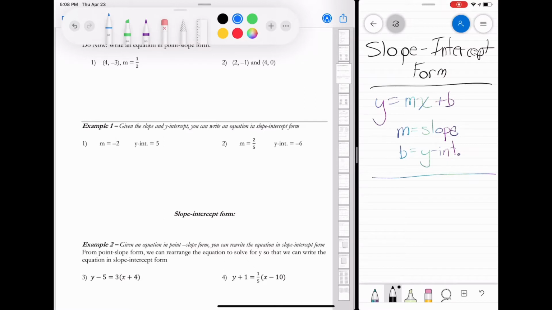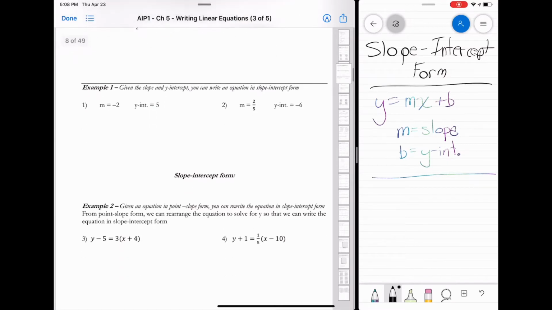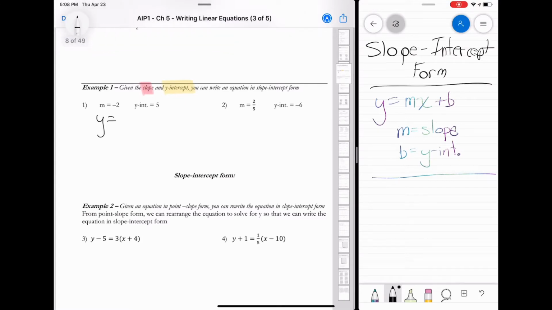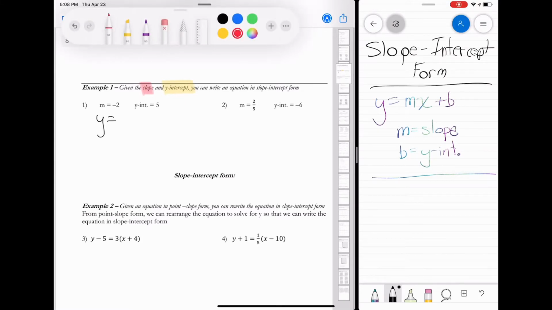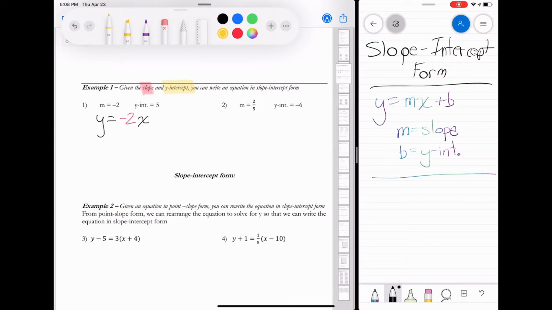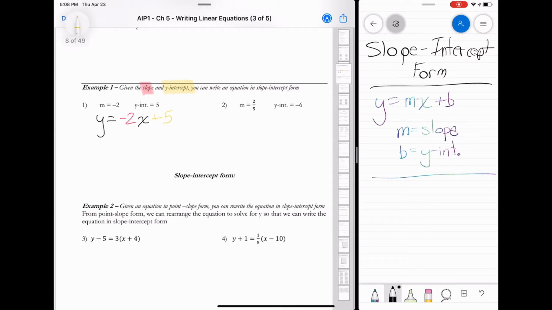So now let's take a look at example 1. Example 1 is pretty straightforward. I'm going to do the first one. It says you are given the slope and then you're given the y-intercept. So let's take a look at this. I'm going to do y equals, I know my slope is -2, and then I have x, and my y-intercept is positive, so plus 5. That's my answer. It doesn't get crazier than that. I literally took what I have and substituted it back into the formula.